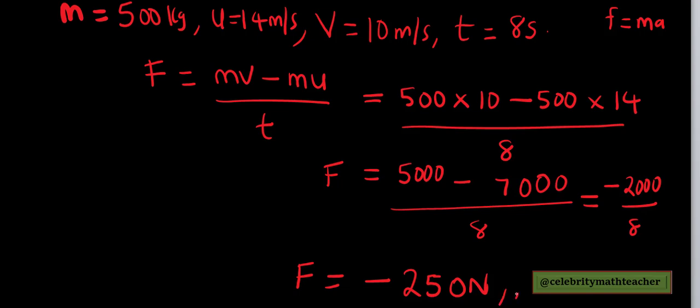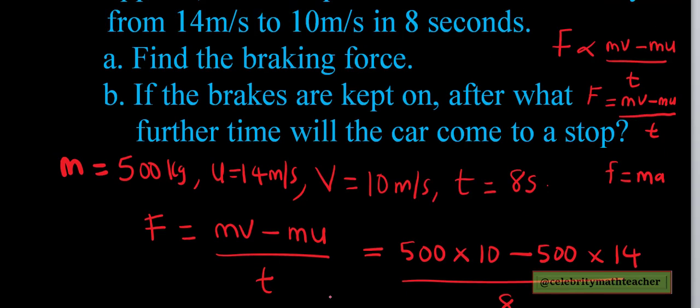The reason the force is negative is because it's a retarding force. It's a force that causes a deceleration, or a reduction in speed or velocity. And as you can see, the velocity is actually reducing. From 14, it's reduced to 10. And if we continue to maintain this force of negative 250, the final velocity will keep dropping until it gets to 0, at which point the car will stop. And that's what the B part of the question wants us to calculate. Let's go back to the B part.